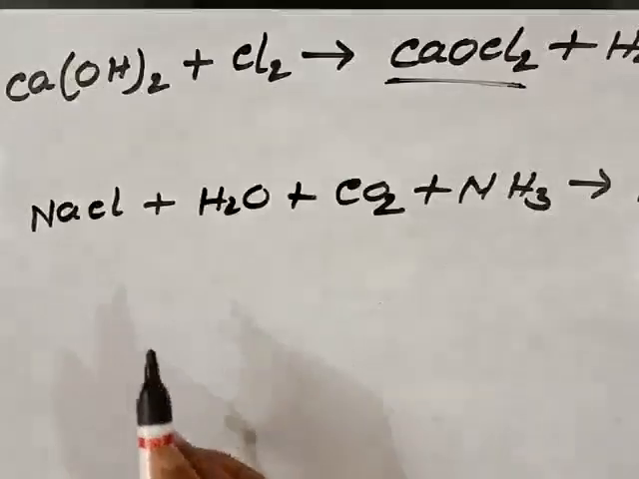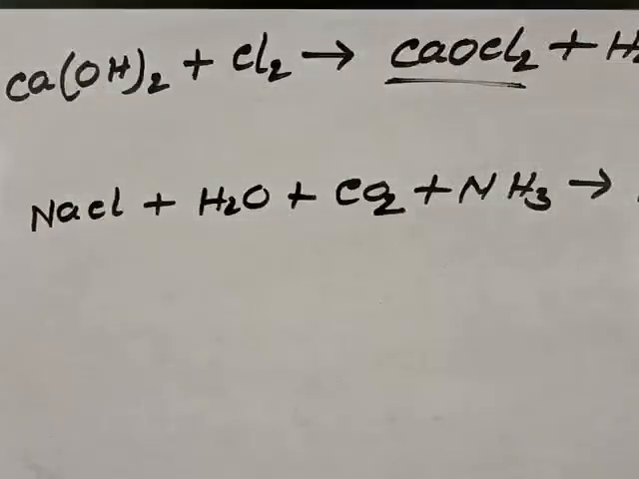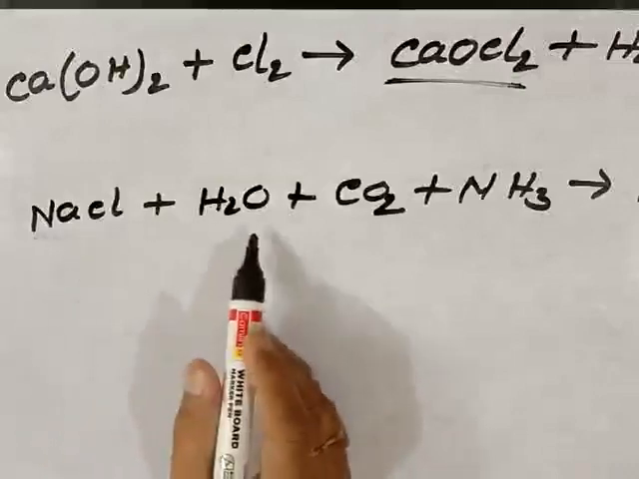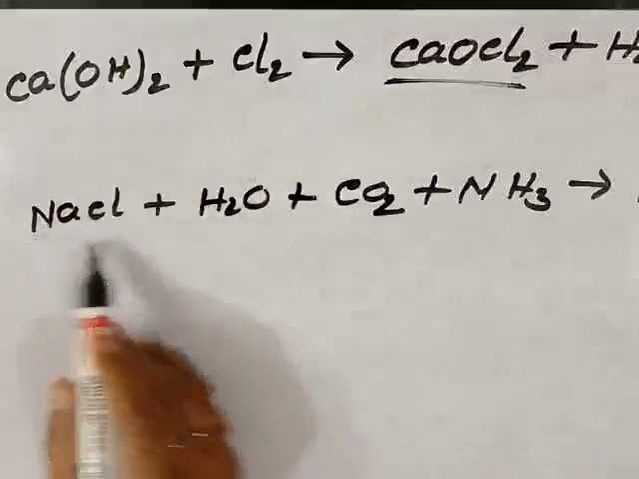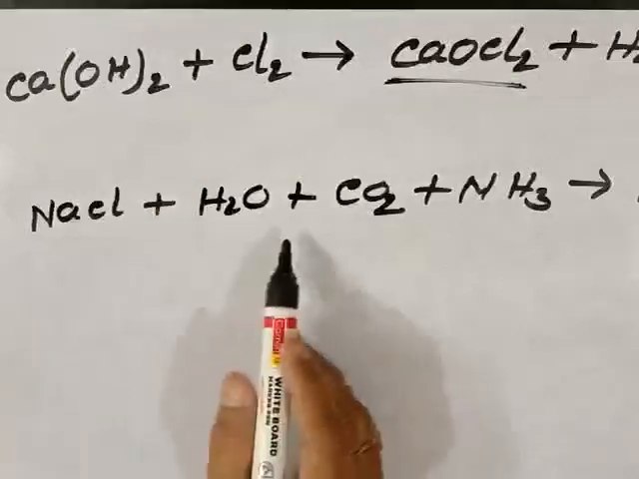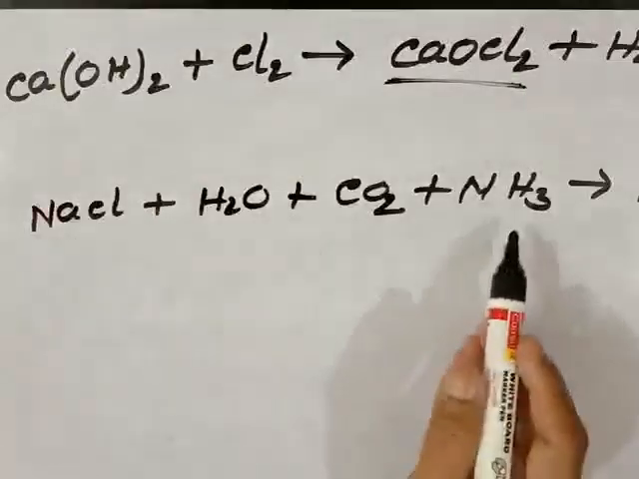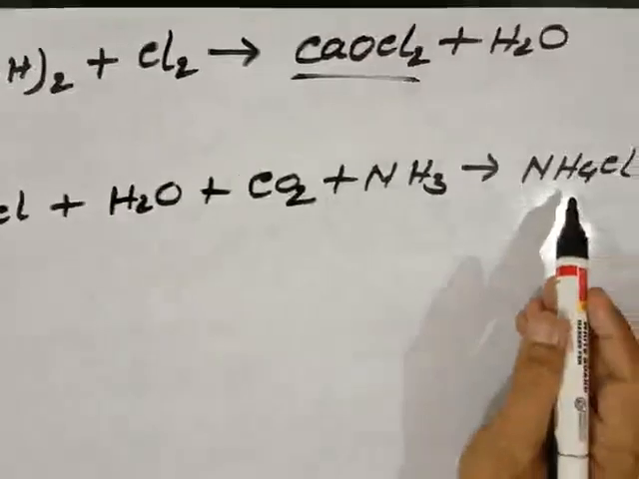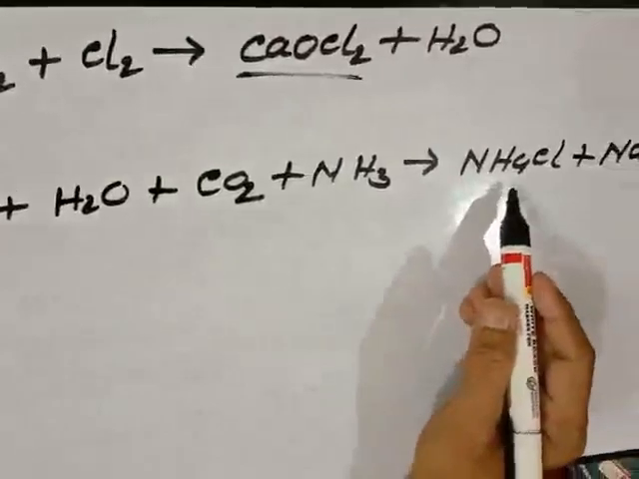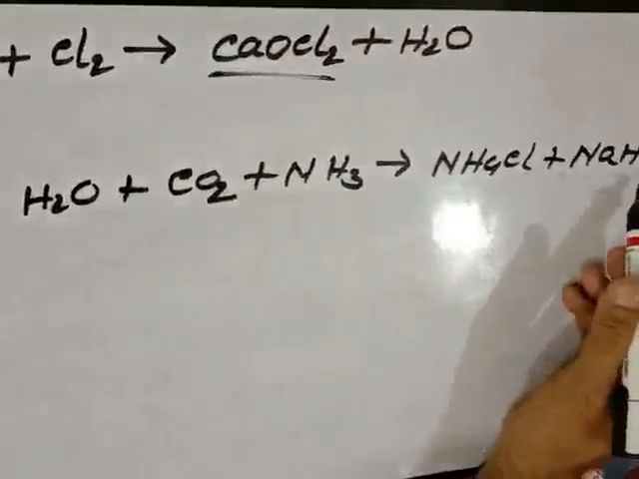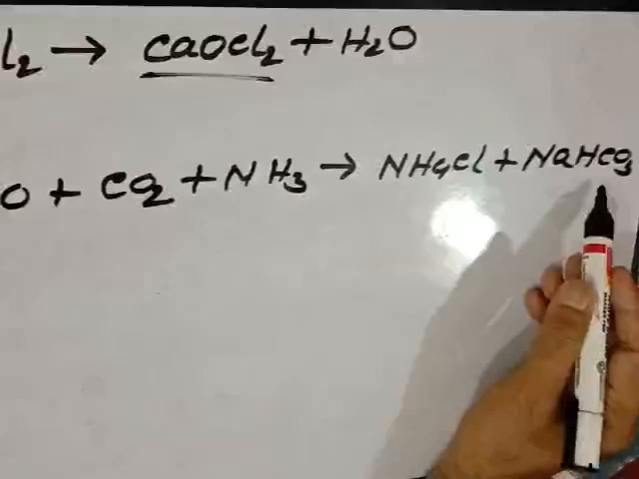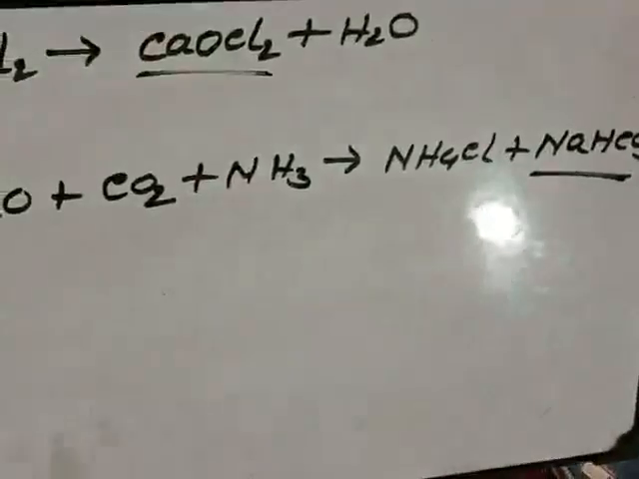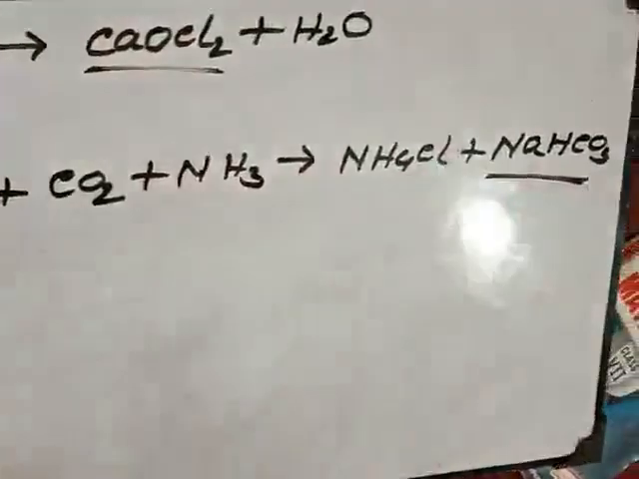Now you see how baking soda is made. This is sodium chloride, meaning common salt. We mix it with water, that is the brine solution. When ammonia and carbon dioxide gases are passed over the brine solution, it produces ammonium chloride, NH4Cl, plus NaHCO3, that is sodium hydrogen carbonate. This sodium hydrogen carbonate is the baking soda.